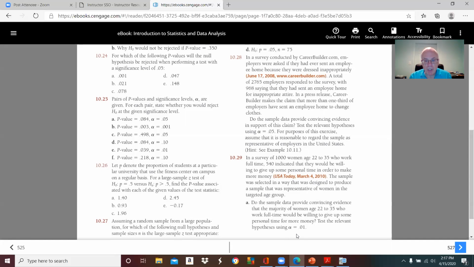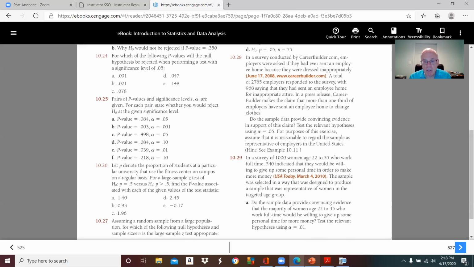Test the hypothesis using the level of significance alpha to be 0.01. So this is determined up front that we're going to use alpha 0.01. Notice that they've talked about the majority of women. Majority means that P is greater than 0.5. Whenever you see the word majority, you know that's going to be your alternative hypothesis. P is greater than 0.5. So what is our sample proportion? Well, it's 540 divided by 1,000. 540 said they'd be willing to do it out of 1,000 in our survey. So 0.54 is our sample proportion.